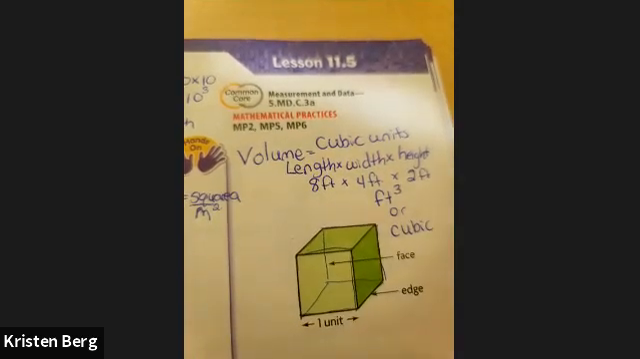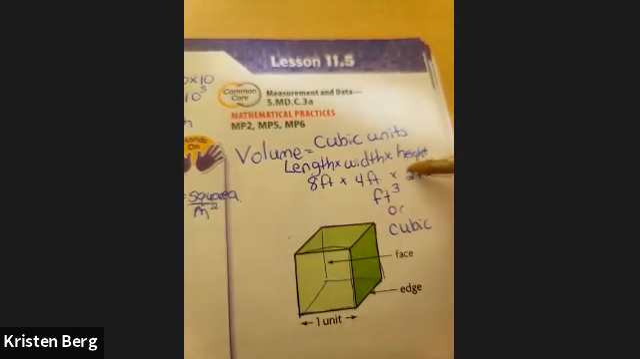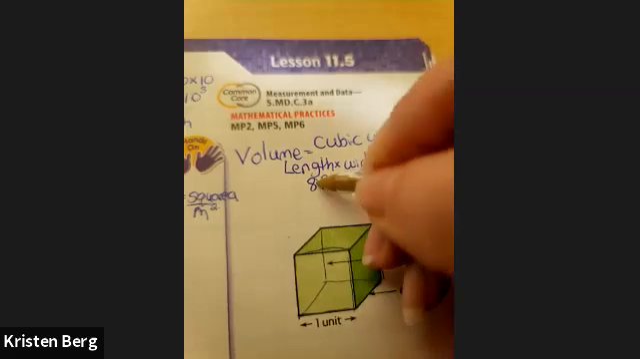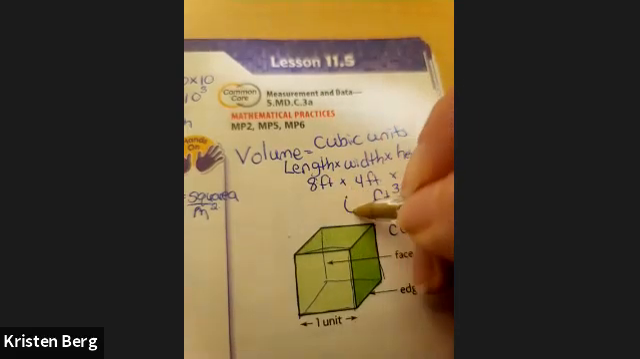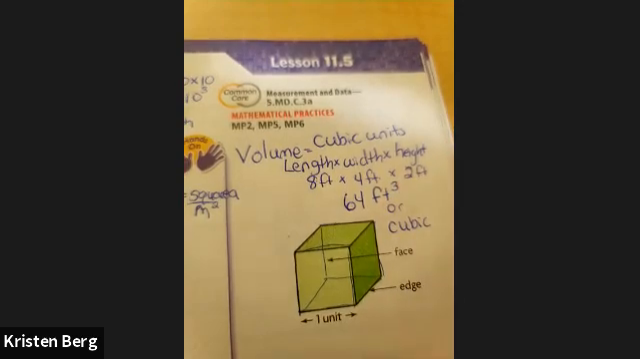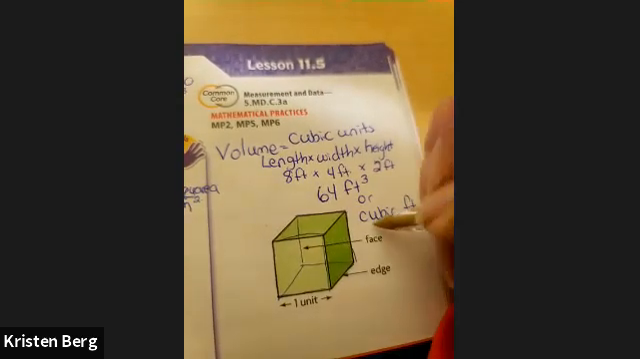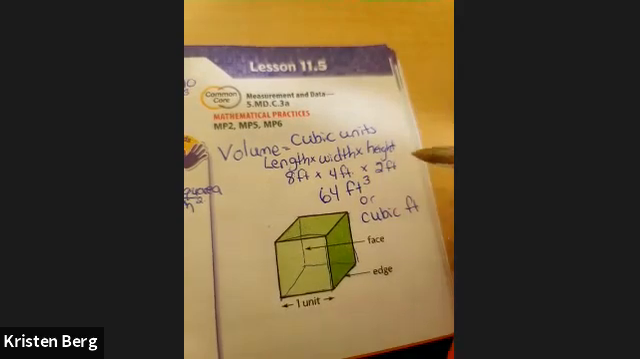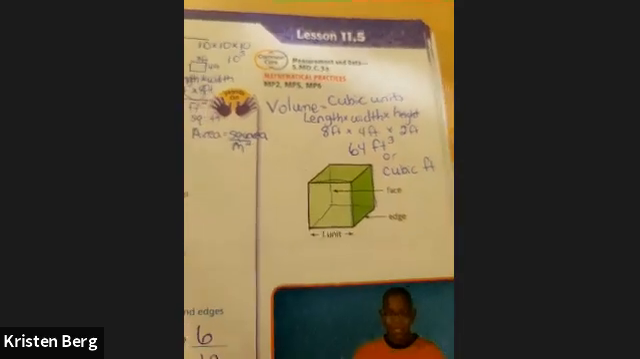So in this case, you could have done 4 times 2, which is 8, times another 8 is 64 cubic feet, or feet to the third power. So you could have said cubic feet or feet to the third power. Either way, they're still saying the same thing.